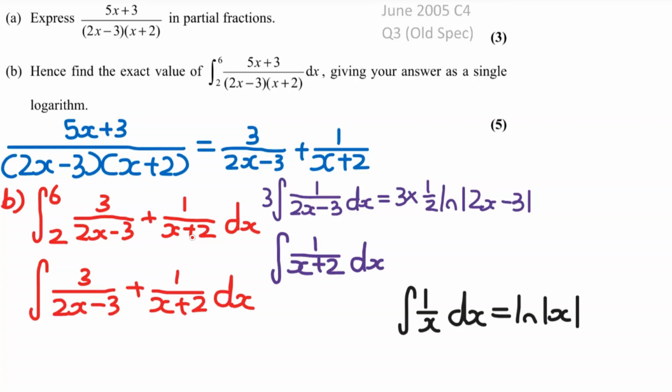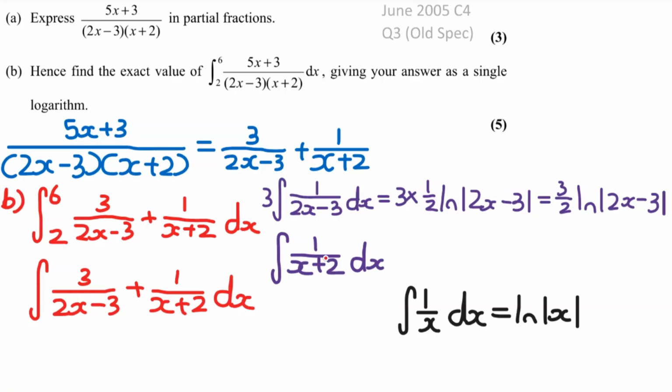The only difference is we have to divide by the coefficient of x. So here the coefficient of x is this 2 here. So we have to divide by 2. So this is going to be half the natural log of the modulus of 2x minus 3. Remember, we also need to multiply it by this 3 at the front of the integral that we took out. So 3 multiplied by a half is 3 over 2. So it's 3 over 2, the natural log of the modulus of 2x minus 3.